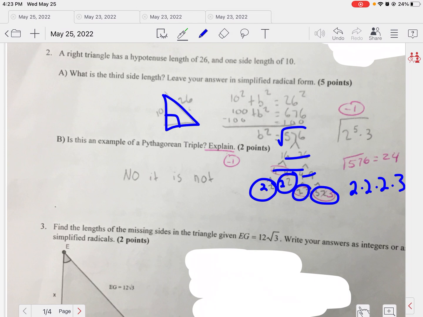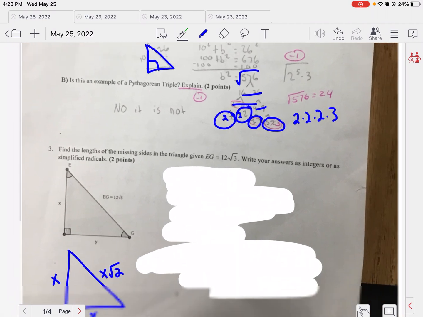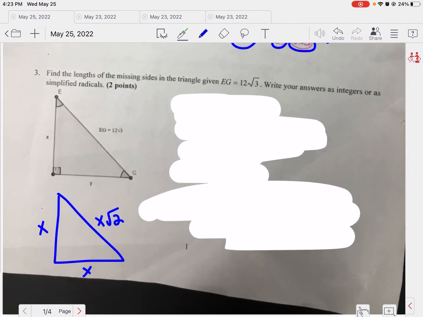This is a Pythagorean triple because a squared plus b squared equals c squared. So 10, 24, and 26 would be a Pythagorean triple because it works with this formula, okay? All right. So let's keep going here.